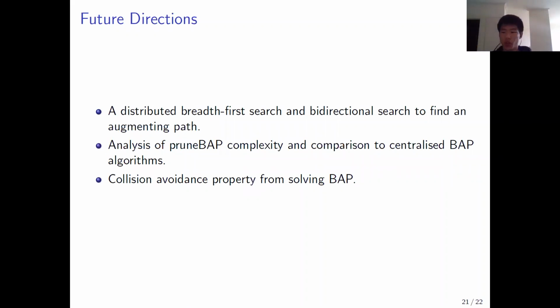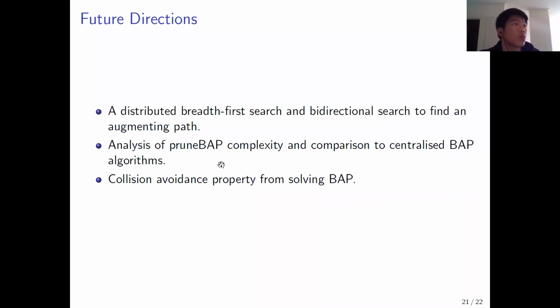Some other things that we can do with this algorithm and with the BAP: I talked about the distributed augmenting path search, and what I showed you was depth first search, because we went all the way down until we reached a dead end, went all the way back up, and then tried to go all the way down again until we found a solution. If you're inspired by breadth first search, you could come up with a different way of searching for this augmenting path that trades off complexity with the amount of information that you have to share between agents in each communication round. So you can trade off things by doing different types of searches in a distributed way.